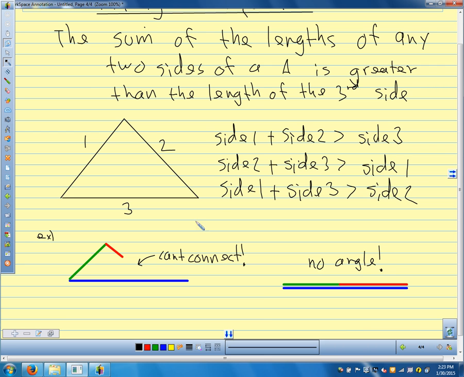So that's why the two sides have to add up to be bigger than the third side. Otherwise, we can't make a triangle out of it. They can't connect, or they're just flat on top of each other. Well, like I said, triangle inequality, easy idea, but shows up in lots of places where you wouldn't imagine that it's going to show up.